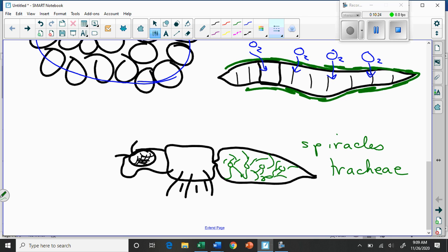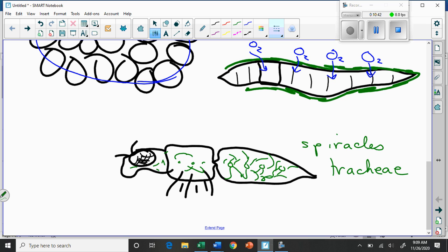Tracheae. Tracheae in Latin means more than one trachea. And these tubes extend, and they also would be here and in the head. And so basically, an insect has a whole system of tubes, and they just go to holes, and the air can move in and out.